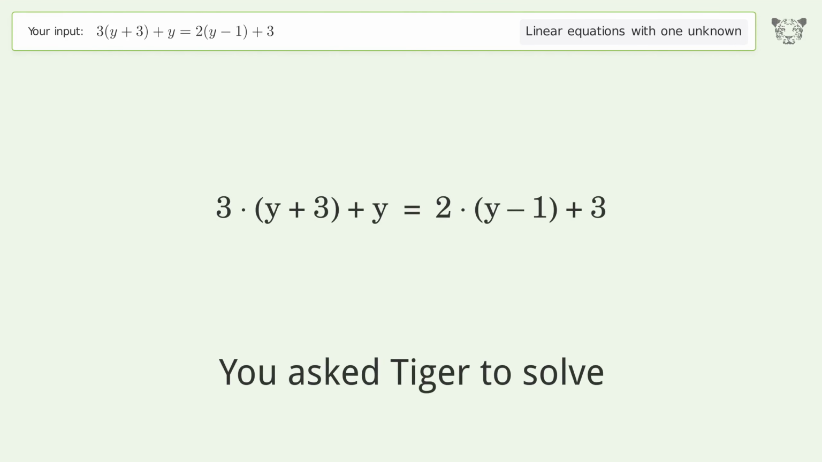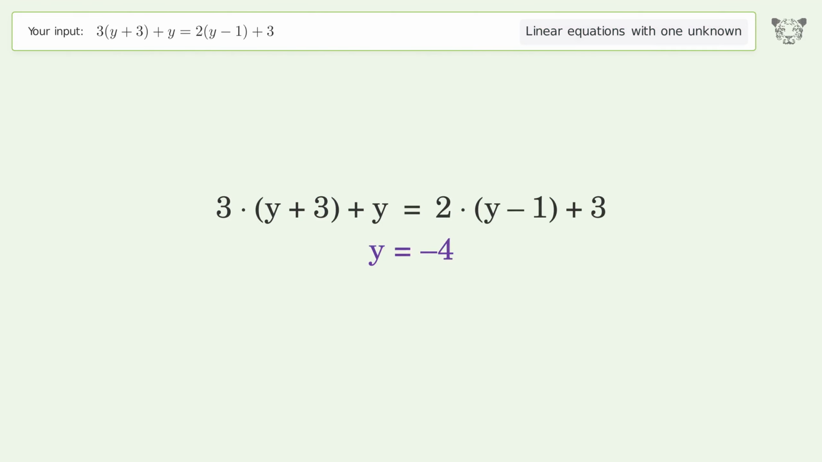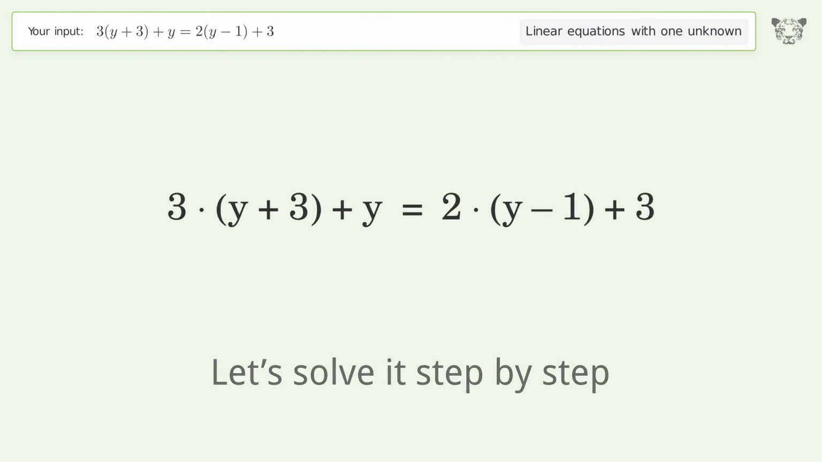You ask Tiger to solve. This deals with linear equations with one unknown. The final result is y equals negative 4. Let's solve it step by step.